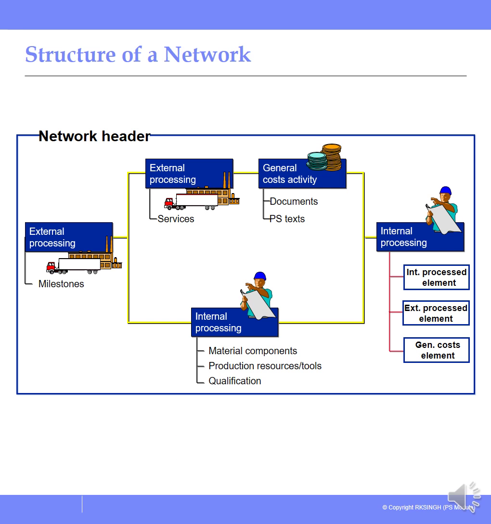This is the structuring of networks, which contain external processing, internal processing and general cost activities. The external processing has two activities. One is milestones, and the services means creation of service PRs in the external processing. For internal processing, we can use dummy activities or creation of material components in that activity.